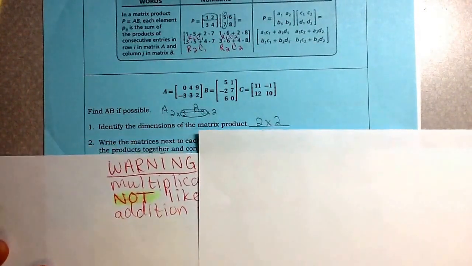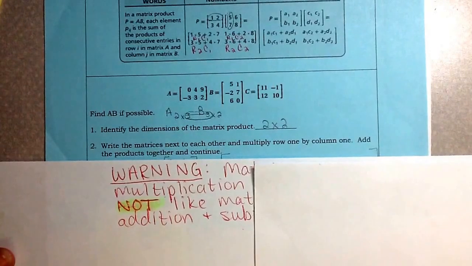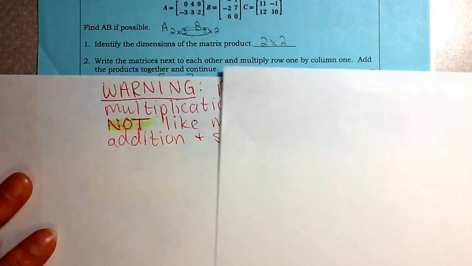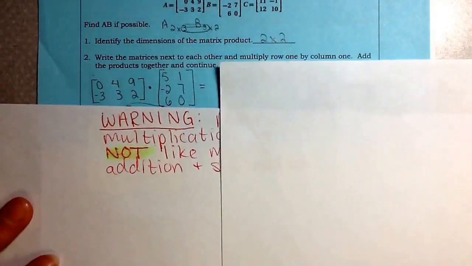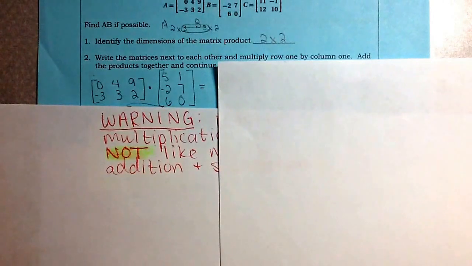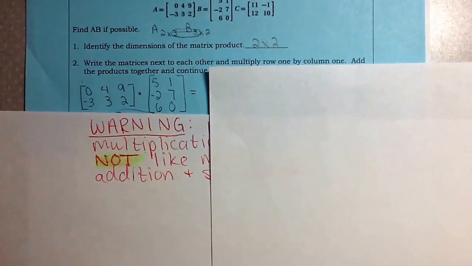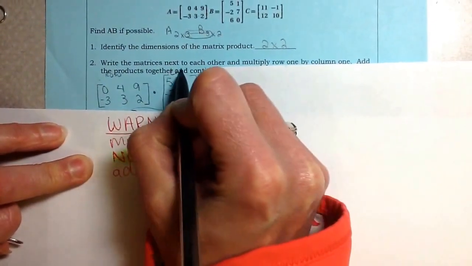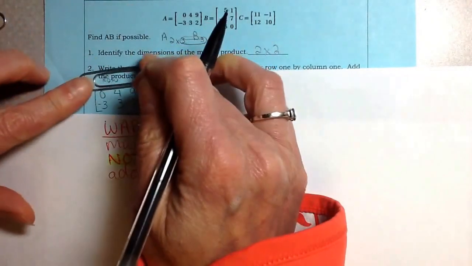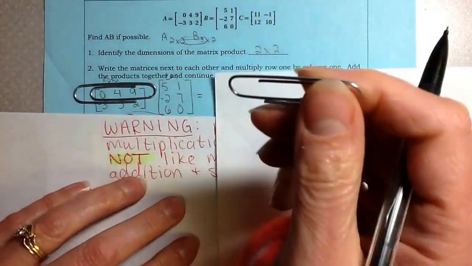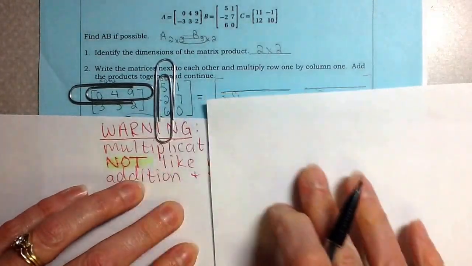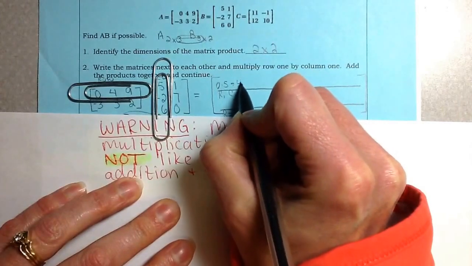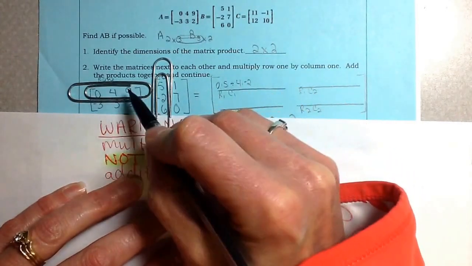All right, so now I'm going to write the matrices next to each other and multiply row 1 by column 1, add their products together, and then continue. Okay, so here are my 2 matrices. Now, I am going to use paper clips just to show you how to line up the rows and the columns. You're going to take the rows of the first one and the columns of the second one. So here I'm lining this up, and then the columns of the second one, and then I'm going to multiply. So it's going to be 0 times 5 plus 4 times negative 2 plus 9 times 6.